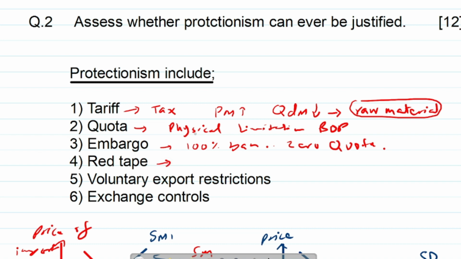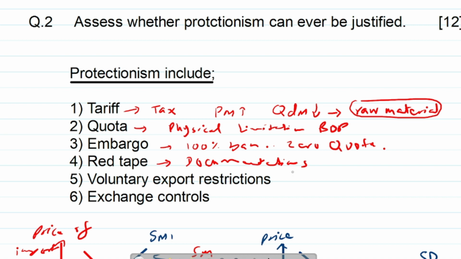Moving to the red tape. Red tape is a trade restriction where the government makes it difficult for importers in terms of documentation and procedures. They are made complicated, so importers have to go through complicated documentation and procedures. As a result, they avoid importing goods from other countries because it is really hectic for them to import.